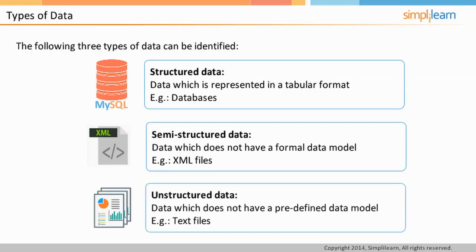The third is unstructured data, which does not have a predefined data model. Text files, weblogs, and machine logs are examples of unstructured data. In the next screen, we will discuss the need for big data.